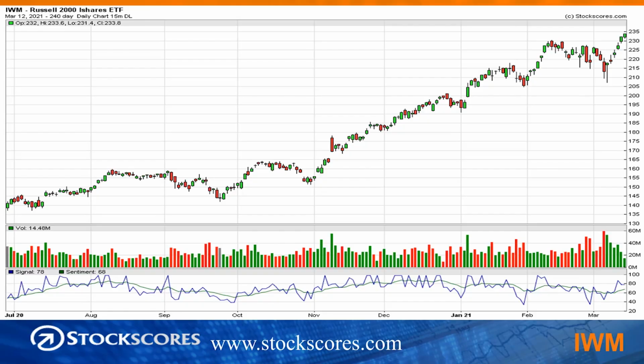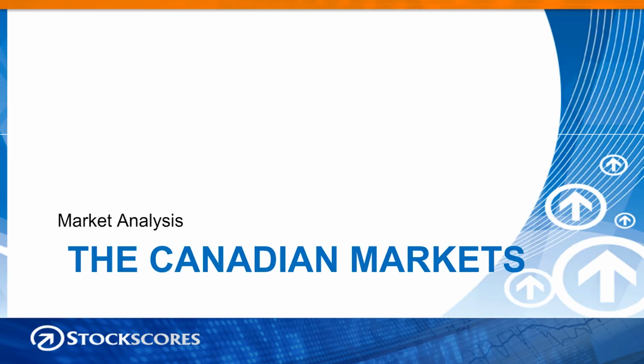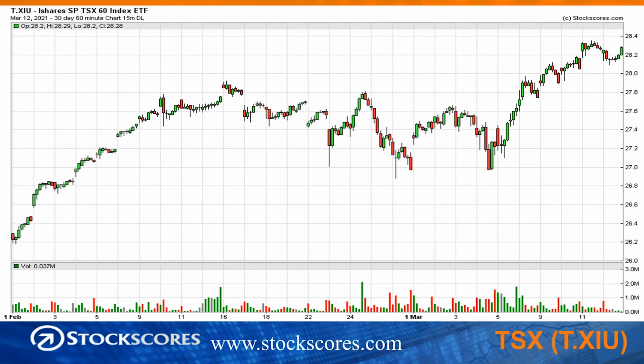Looking at the Russell 2000, it has managed to break through to new highs. So this is those small cap stocks that have really given us a lot of excitement through the fall and winter. And the fact that they were able to break out to new highs this week is a good sign. I think we see it continue higher, although in the short term, a little pullback wouldn't be bad or surprise me. On to the Canadian markets, the TSX 60 is also moving to new highs and looks relatively healthy.